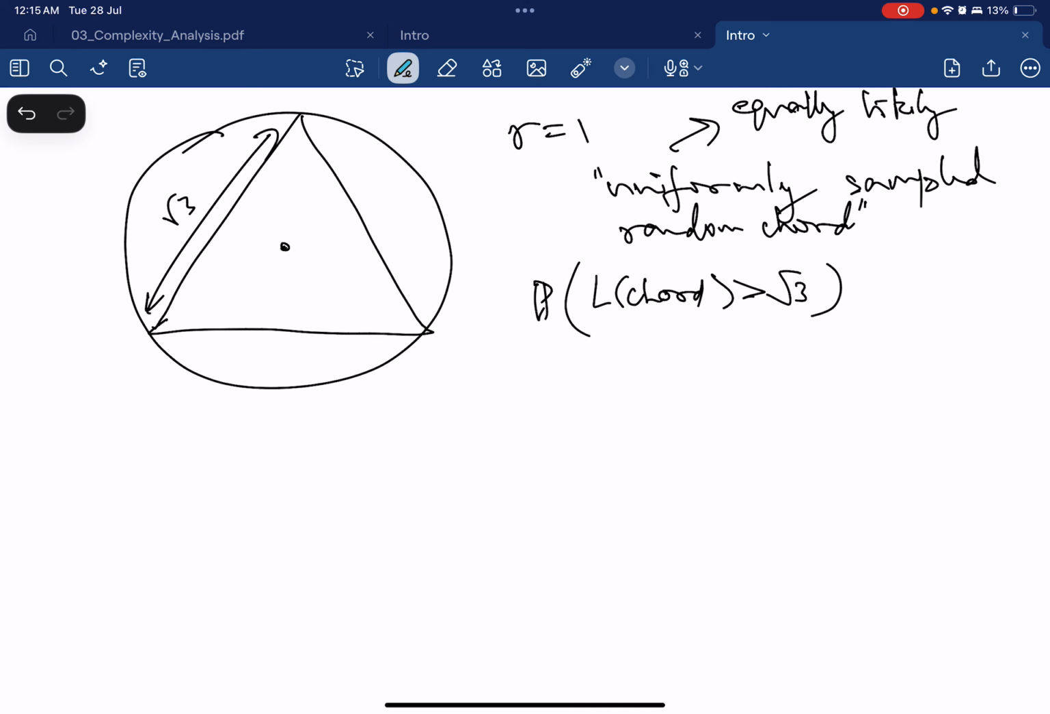Now let's try to understand what this uniformly sampled random chord even means. I'm just going to assume you've already seen this problem. So we already know that there are at least three different answers to this problem. Half, 1/4, and 1/3 are, I guess, three of the most well-known possible answers. Why do we get this problem? Like in JEE and all, we never had this issue, right?